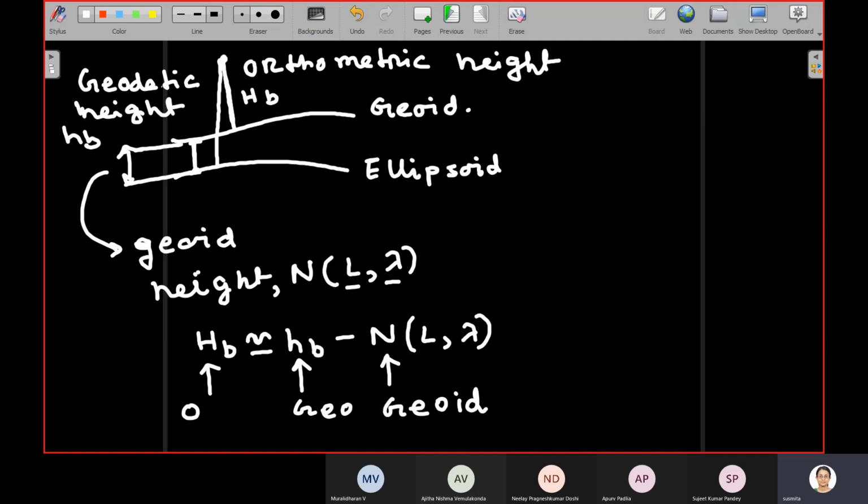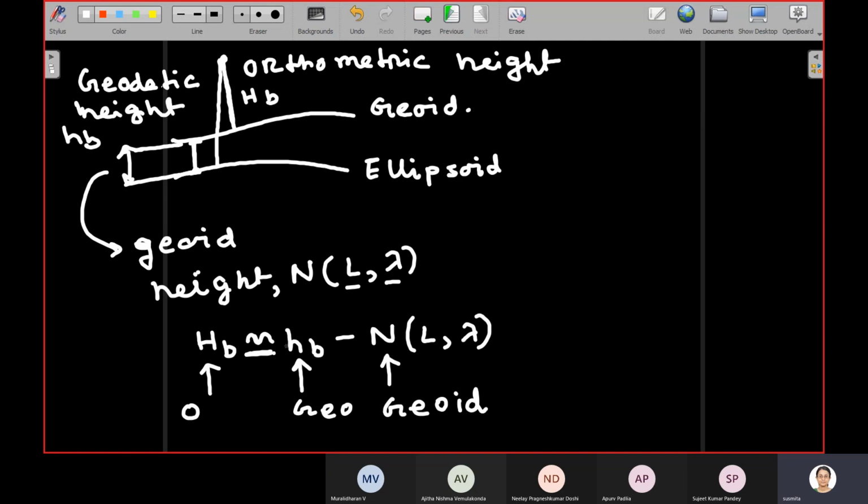Okay, this is approximately true because you can see that the directions are different, right? Normal to geoid may not coincide with normal to ellipsoid. Right? That's why I put this approximation sign here in the equation. And L and lambda are the latitude and longitude of the point.